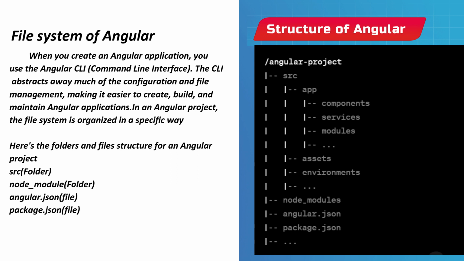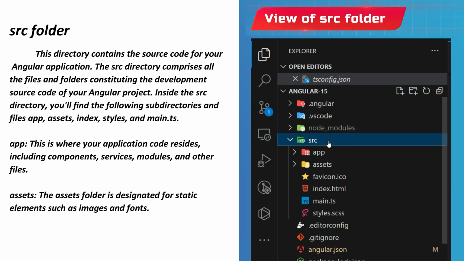src folder, node_modules folder, angular.json file, package.json file. src folder. This directory contains the source code for your Angular application. The src directory comprises all the files and folders constituting the development source code of your Angular project. Inside the src directory, you'll find the following subdirectories and files: app, assets, index, styles, and main.ts.